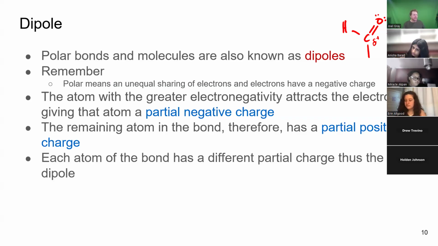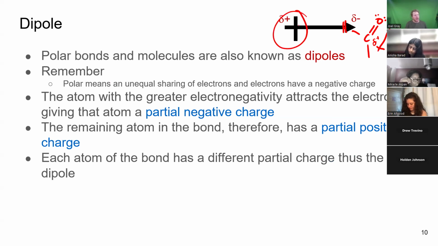Each atom of the bond has a different partial charge, thus the term dipole is adopted. We visualize a dipole like that, where we've got the kind of dagger. I always like this, where I'd see, oh yeah, that is a positive. Oh, sweet. That makes sense to me. Positive right here. Boom. That's where my partial positive charge is.